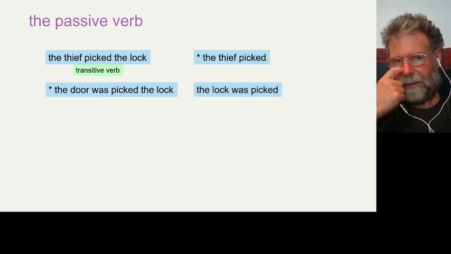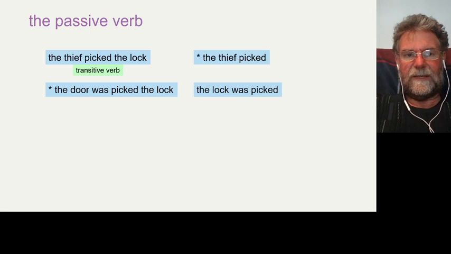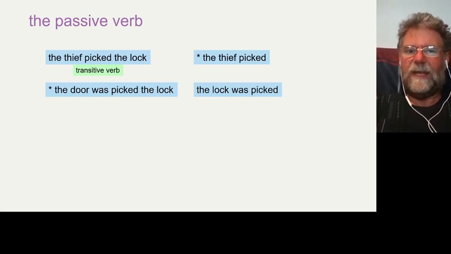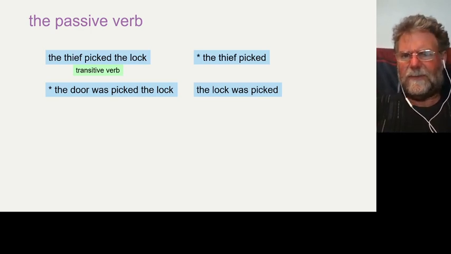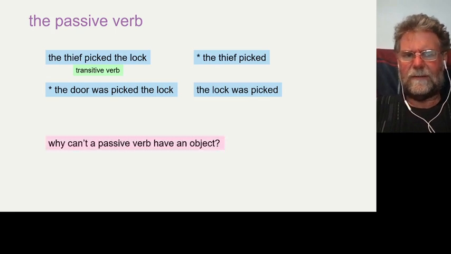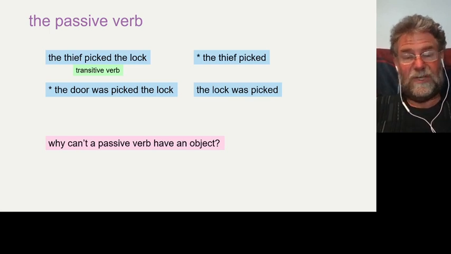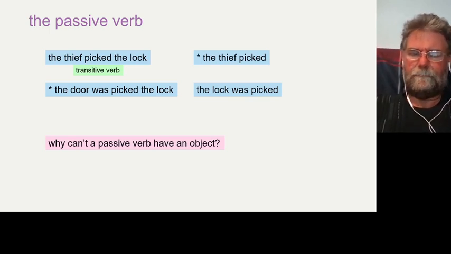Because with a passive sentence, you take a transitive verb, and they're always transitive. You can only passivize transitive verbs. That is a verb with an object, and in the passive, the verb seems to lose its object. Okay? So there is a question here. Why can't a passive verb, which is obviously transitive, have an object?